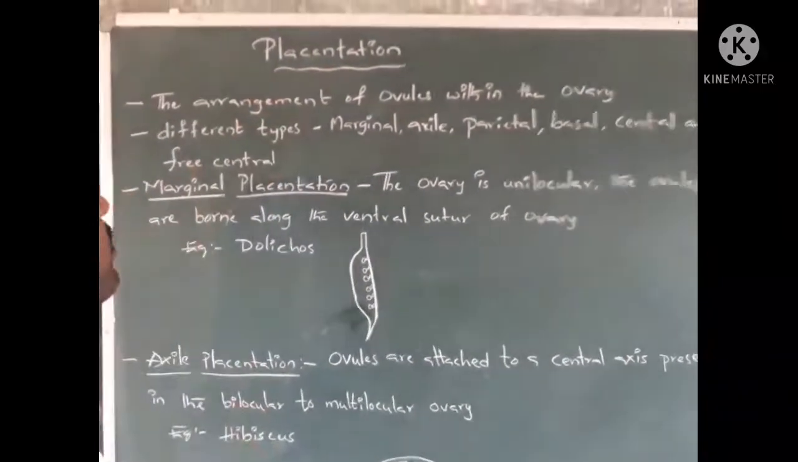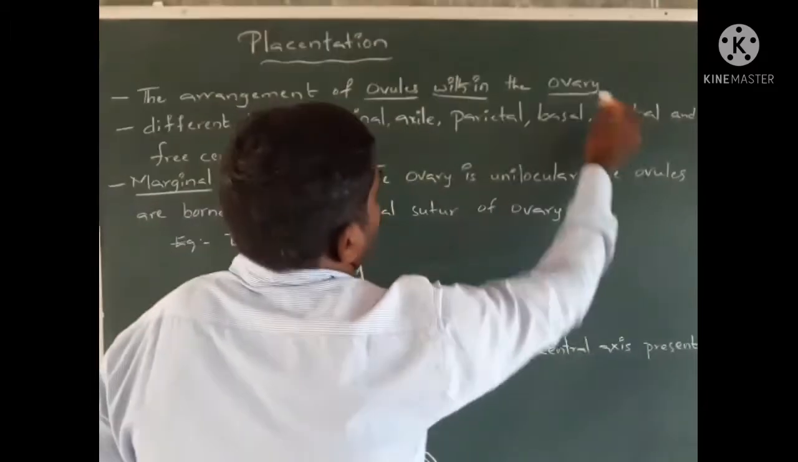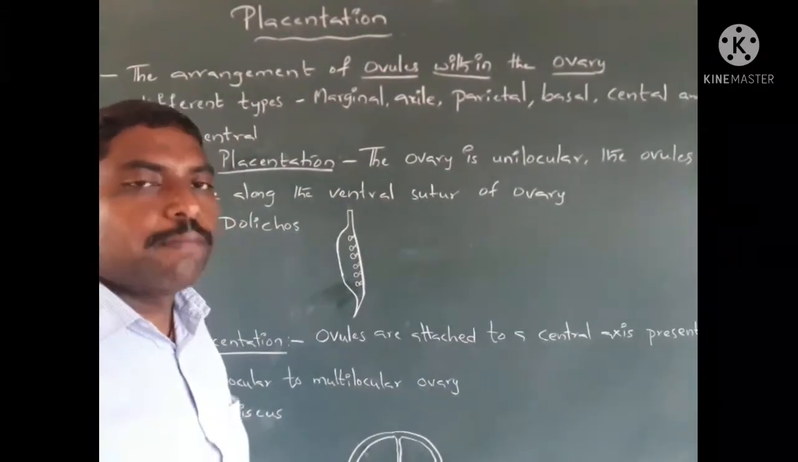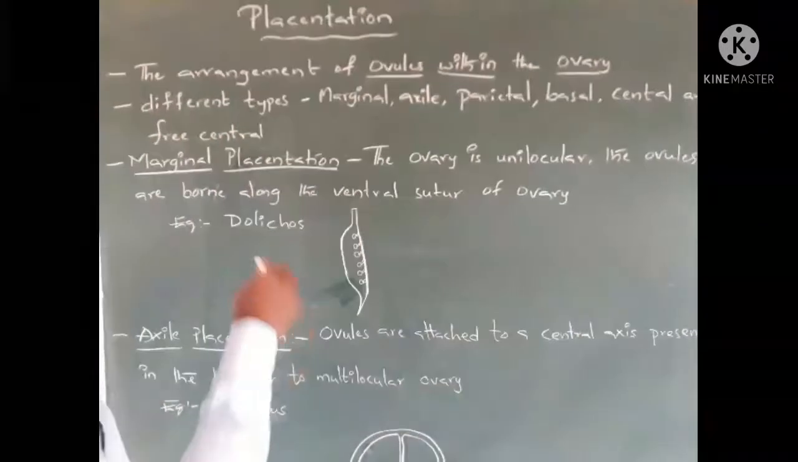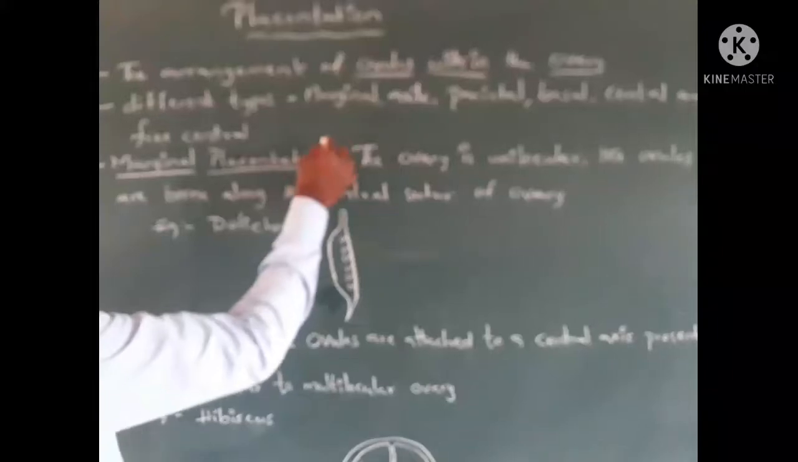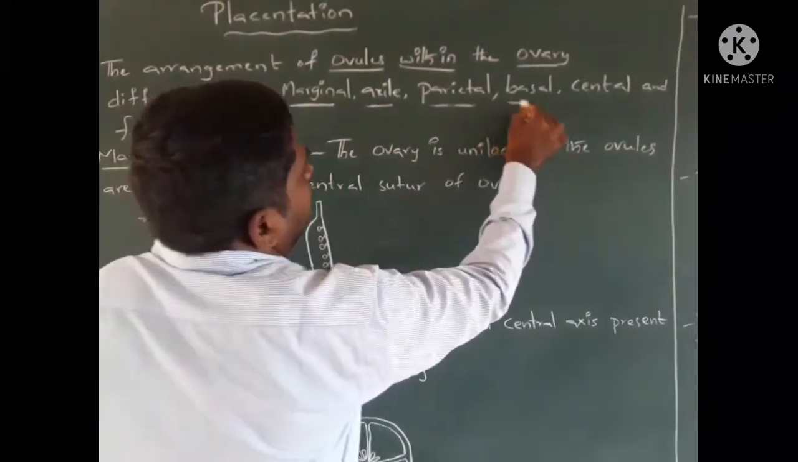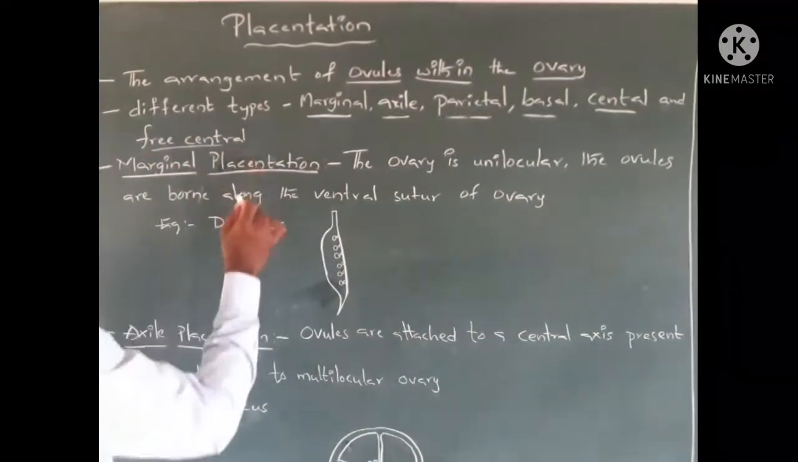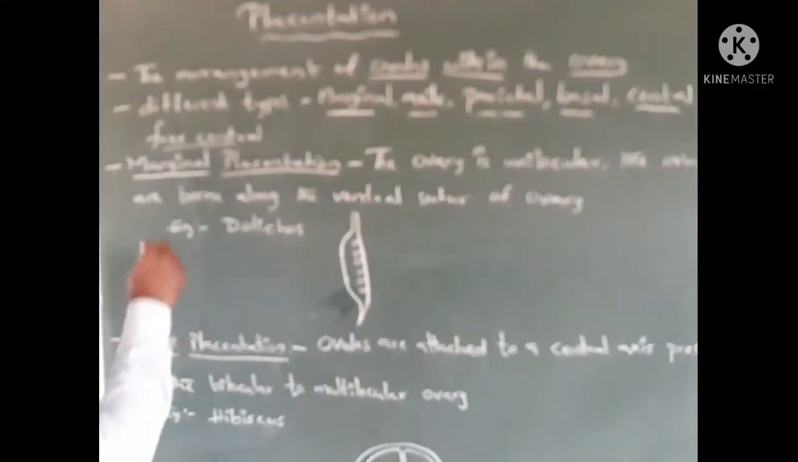Placentation. The arrangement of the ovules within the ovary is called placentation. This placentation has different types. In those, marginal, axial, parietal, basal, central, and free central placentations are there. We have to discuss these.